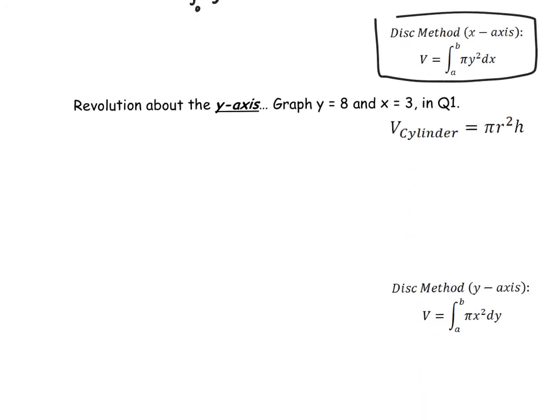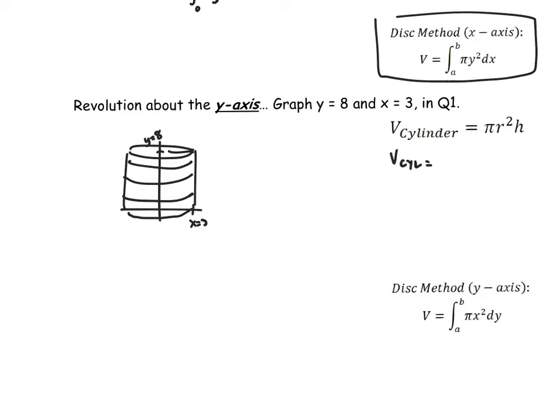Okay, let's look at disk method around the y-axis. Very similar. If I were to take the graph of x equals 3 and y equals 8 and give myself a rectangle here, and then I were to revolve that around the y-axis, clearly we would get a cylinder just now revolving about the y-axis instead. Okay, so now it's slightly different. The volume of the cylinder will equal pi times x squared, right? X is going to be our radius in this case. Okay, there's our x value, which of course is 3 here, times h, which is now, instead of delta x, it's now delta y. All right, so we get delta y. So the volume of this cylinder should be pi times 3 squared times 8, which comes out to be, I think, 72 pi units cubed.